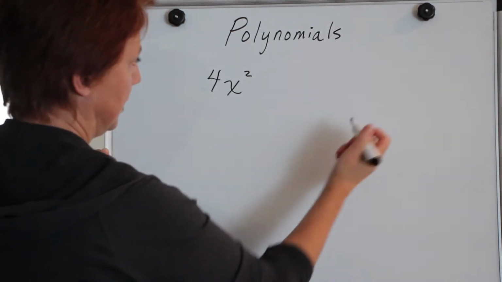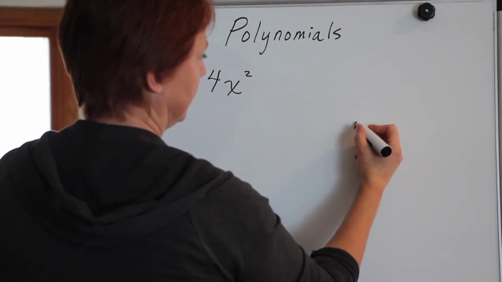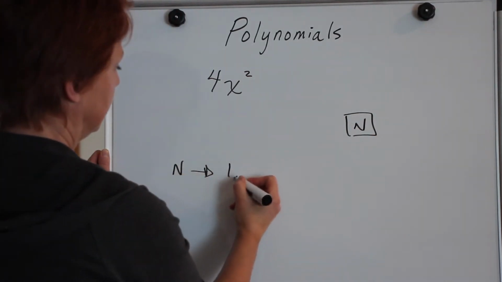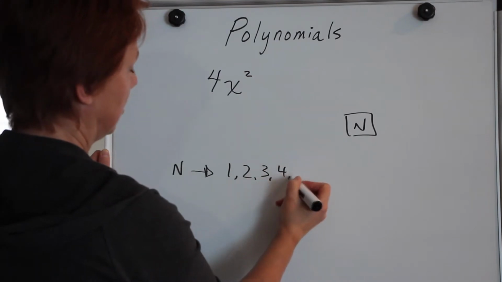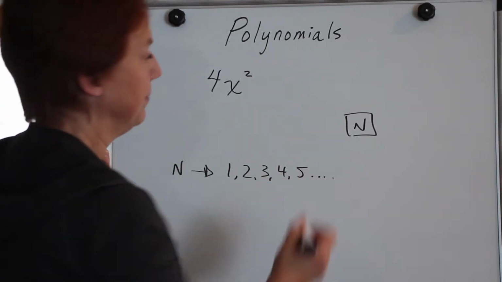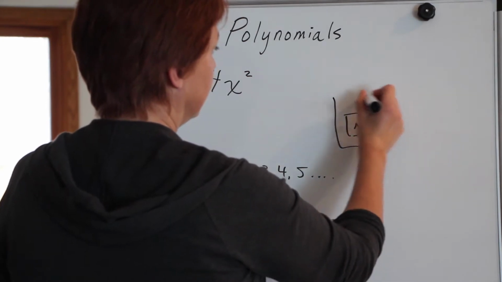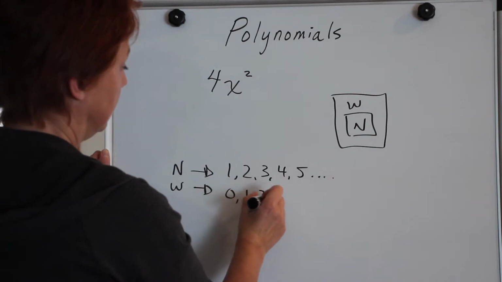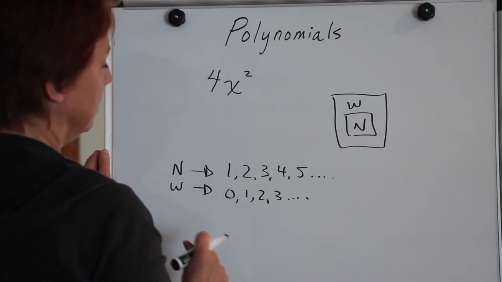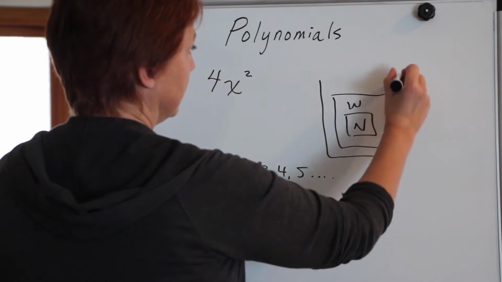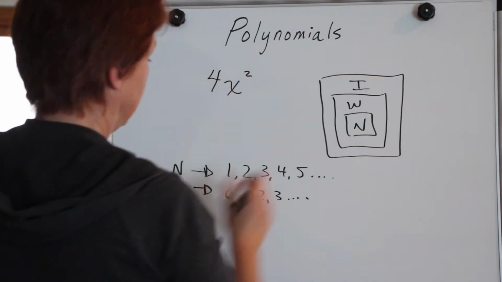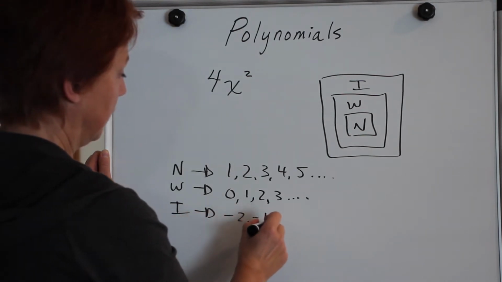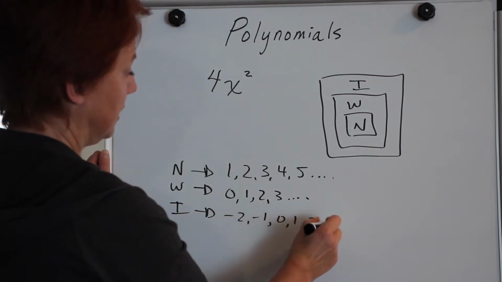The smallest set of numbers are natural numbers, okay? And natural numbers are the counting numbers. So when you ask somebody how old they are, this is probably the answer you're going to get, a natural number. Next we have whole numbers. And whole numbers are 0, 1, 2, 3, etc. Then the next set of numbers are integers, and they are whole numbers, but they also include whole numbers that are negative. So -2, -1, 0, 1, 2, 3, etc.